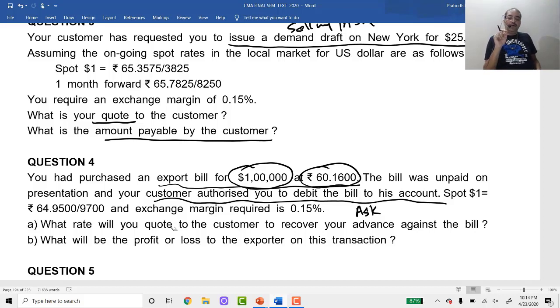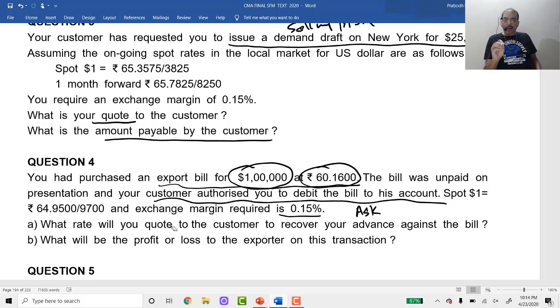What rate? Now you are given spot $1 is equal to 64.9500 and 64.9700. Exchange margin is 0.15%. What rate will you quote to the customer to recover your advance against the bill? What will be the profit or loss to the exporter? That is your customer, not your profit or loss, the customer's profit or loss. So let us do it slowly, understand. First, what is the story here?